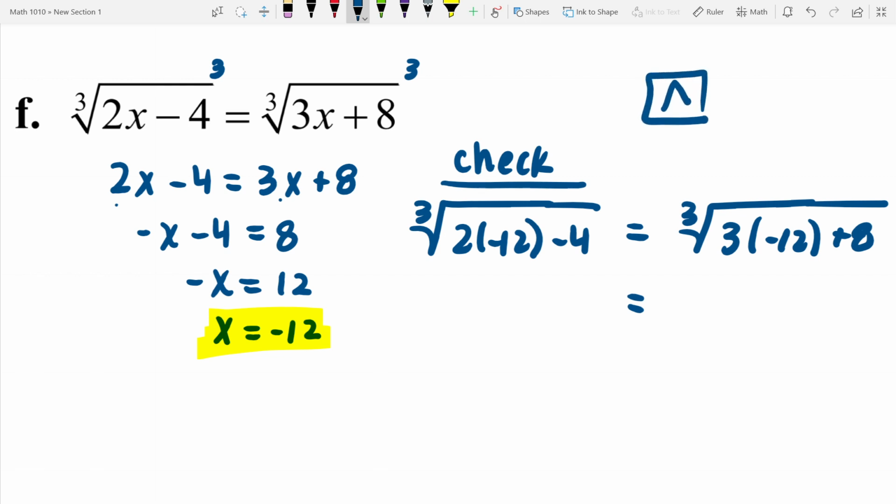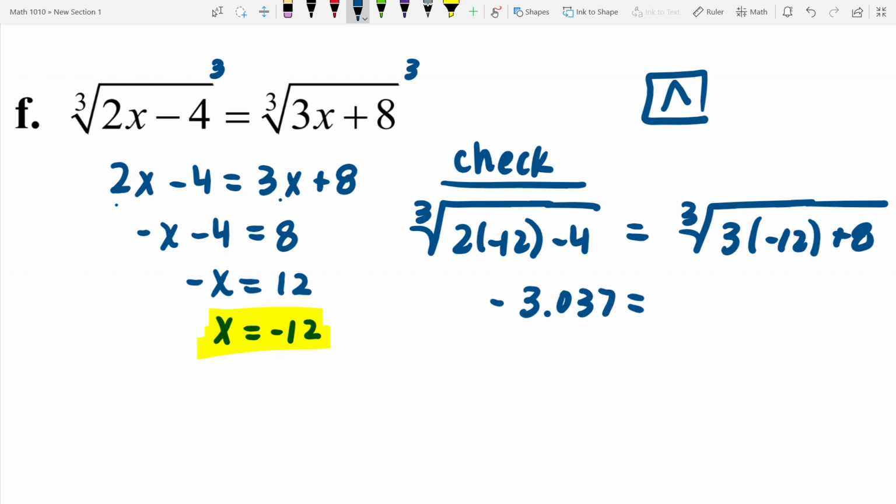And then go parenthesis, and then I'm going to go 2 parenthesis, negative 12, close it, minus 4. Now I have to close my radical, hit enter, and I get negative 3.037. Let's see if I get the same thing on the other side.